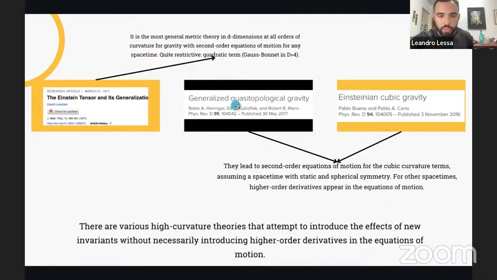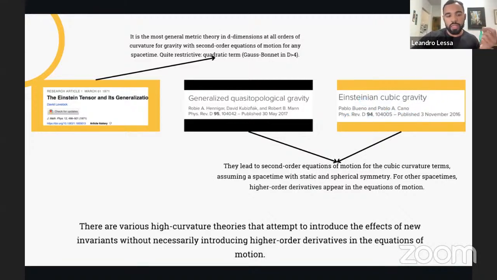Here you can introduce the famous quasi-topological gravity, in this case generalized, and this is the main paper on which this presentation is based, which introduced Einstein-cubic gravity. They lead to a second order equation of motion for the cubic curvature term, assuming a space-time with static and spherical symmetry. Here it is specific: you need to assume this kind of symmetry, like a black hole. For other space-times, higher order derivatives appear in the equations of motion. So what you try here is to generalize this theory to other space-times.